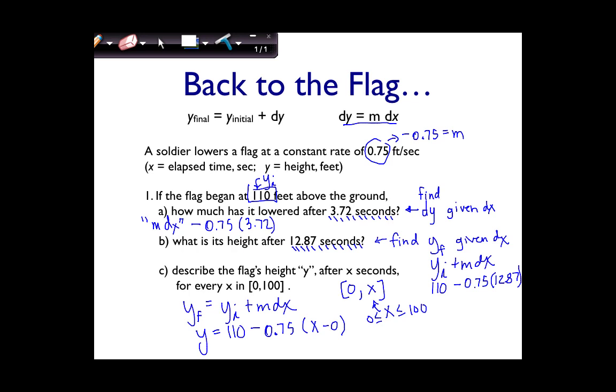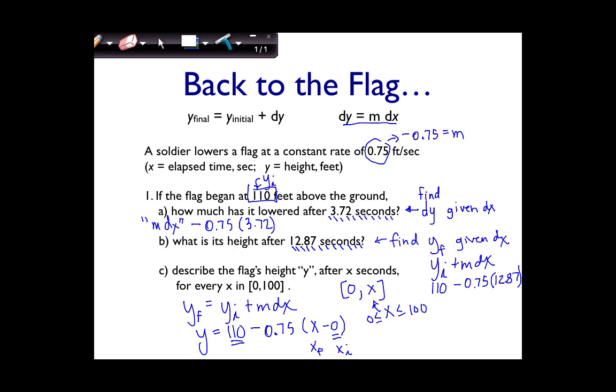But you could talk about final minus initial to get this dx, because we're talking about since the beginning, since the flag was at a height of 110, which was at the beginning, at time 0. Here's my x initial, x final. Final minus initial gives me dx. Here's my y initial. So all the pieces are in there.